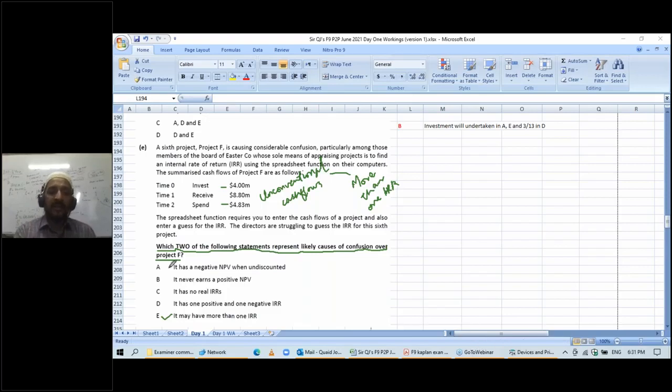Second case is this. A, it has a negative NPV when undiscounted. So over here, if you do not discount this, means you do not calculate any present values, even then there is a negative amount. See, deduct 4 million and 4.83 million from 8.8, you will get a 0.03 negative amount. But this is not NPV, remember, this is just a loss. Present value has not been considered.